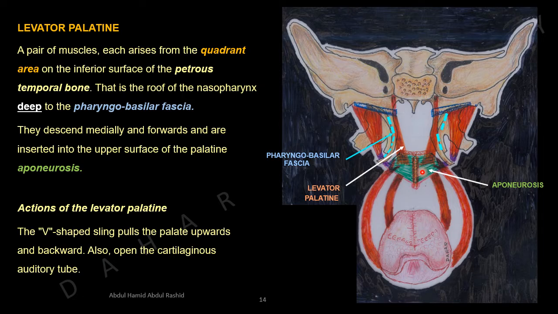Actions of the levator palatini muscle. This V-shaped pair of muscles pull the palate upwards and backwards. They also open the cartilaginous auditory tube.